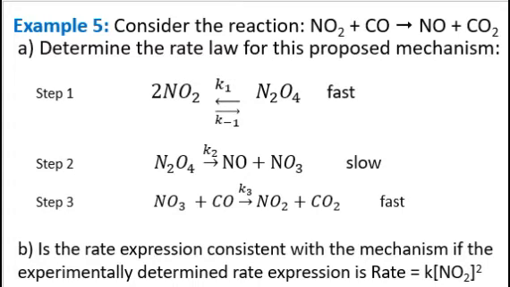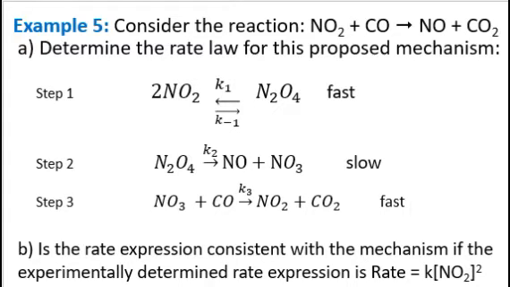Our next example is going to consider this reaction where nitrogen dioxide combines with carbon monoxide to form nitric oxide and carbon dioxide. This one has a three-step mechanism, two of them that are fast and one of them that's slow.